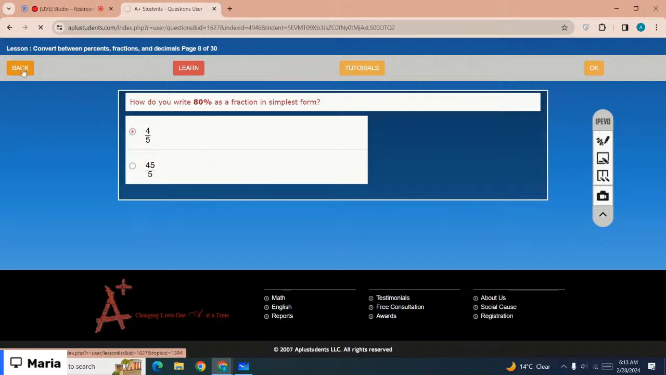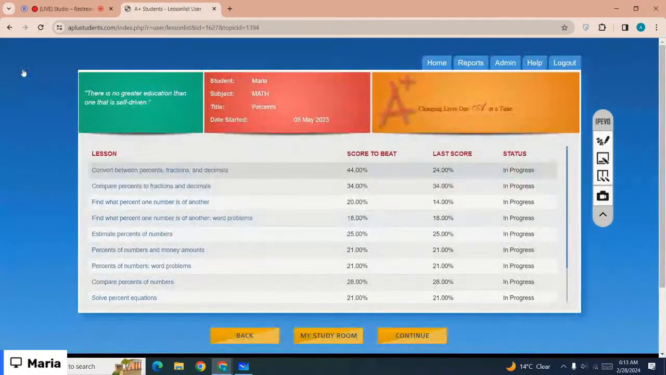You can complete the lesson by yourself later today. Let me just move on to the next lesson, and the next lesson is compare percents to fractions and decimals. So let's just start with the lesson. Let's see how we compare them.